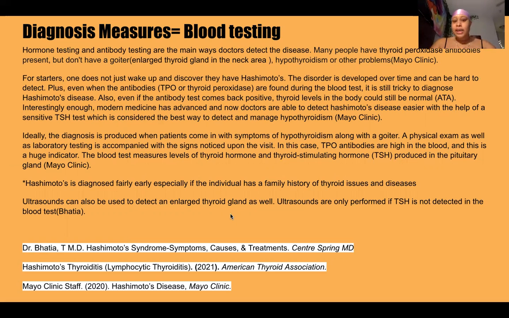A physical exam is the next thing, as well as lab tests to give everyone a heads up on what's going on. TPO antibodies are ideally high in the blood, so that's a huge indicator. Blood tests measure levels of thyroid hormone and thyroid stimulating hormone, TSH, which is produced in the pituitary gland. Another thing to consider is Hashimoto's, because it used to be so hard to detect.